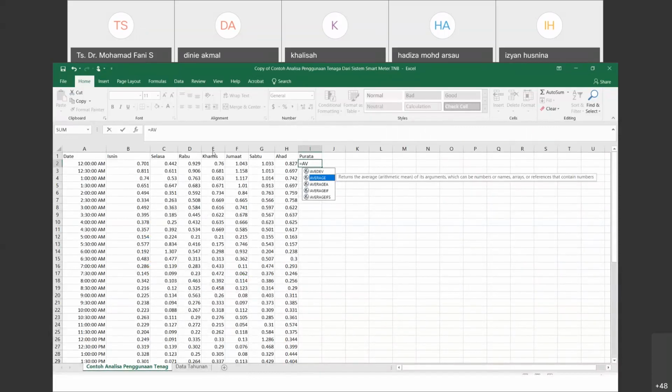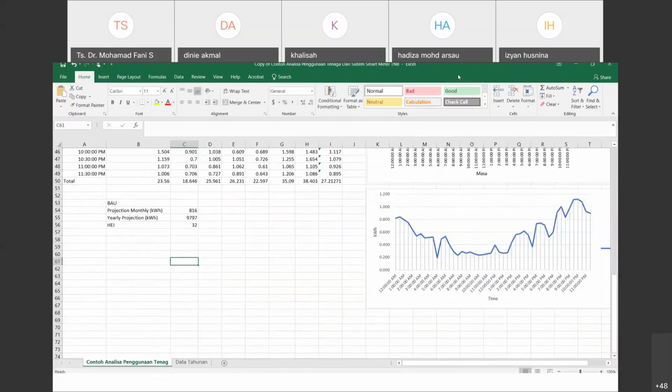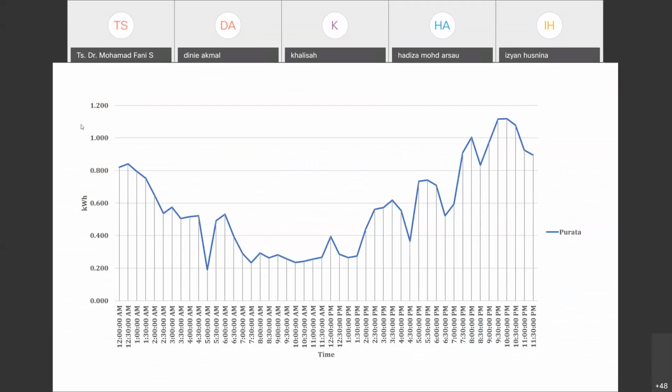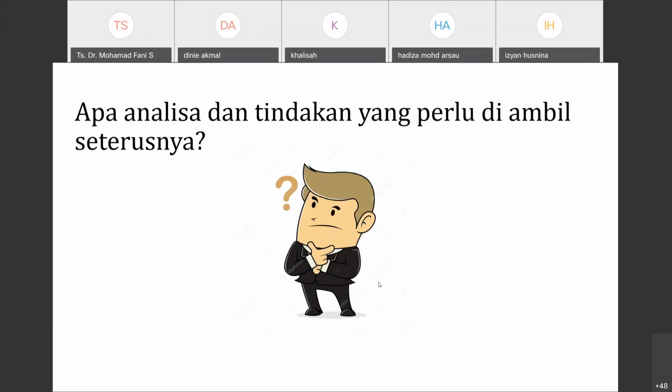Okay, after that, do the average for these 7 days and make it simple as one line of the load profile. So do the average, and we can have this one, something like this. The average. So what's the action to be taken? First of all, we need to do the room data survey, to record, to measure.